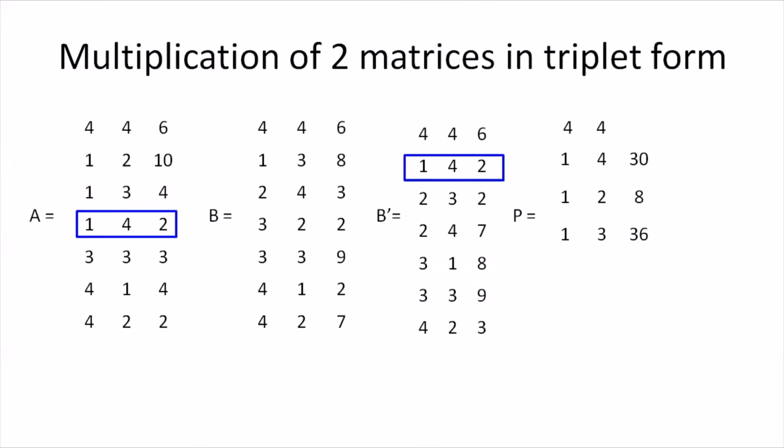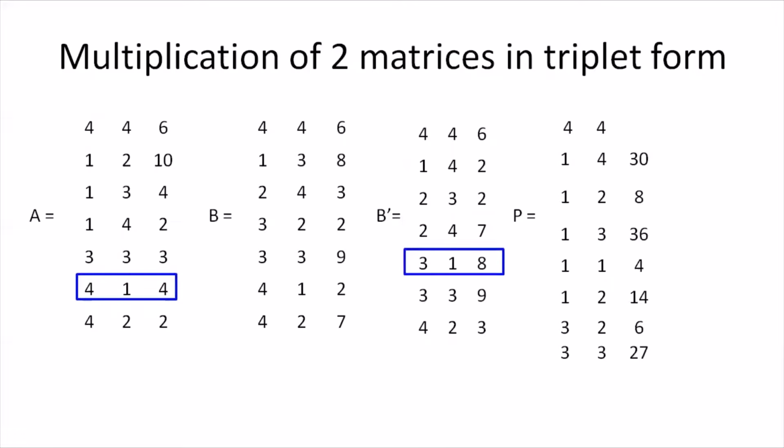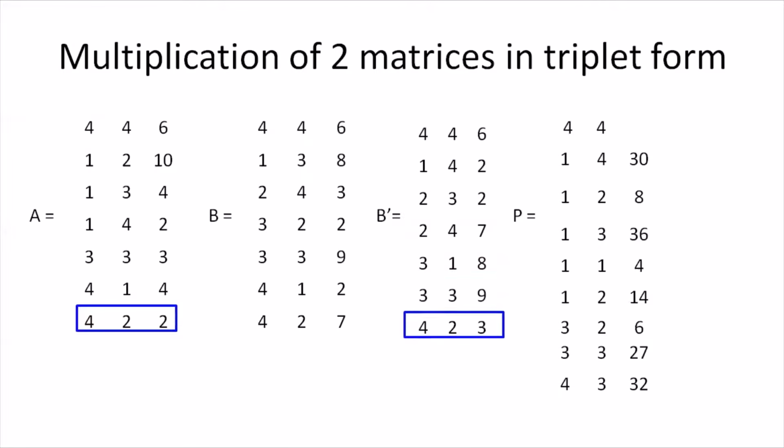The process continues, and accordingly we have the entries 1, 1, 4, 1, 2, 14, and 3, 2, 6 in the resulting matrix. Again, we have another entry 3, 3, 27, and the process continues. Another entry that we can get over here is 4, 3, 32, followed by 4, 4, 6. So this is the resulting matrix that we get after comparing each and every row of matrix A to matrix B dash.